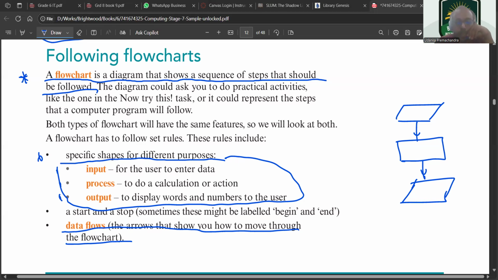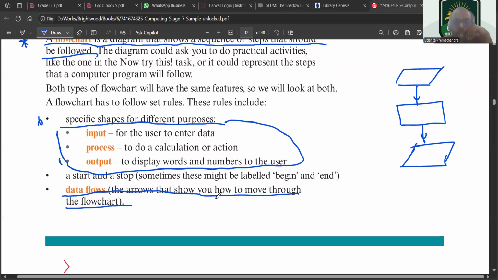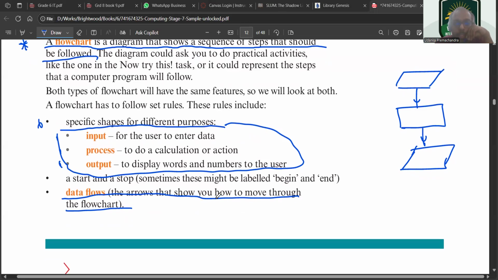So you can write the main important keywords: the flowchart, input, process and the output, and the data flows. Data flow should be indicated with the arrow keys. I think you already wrote it.